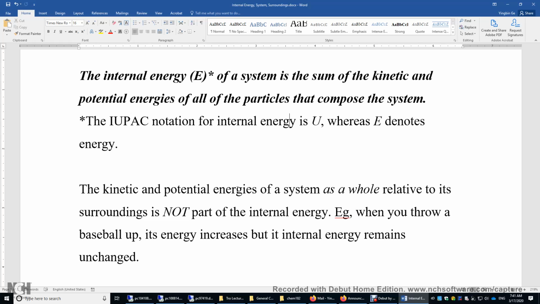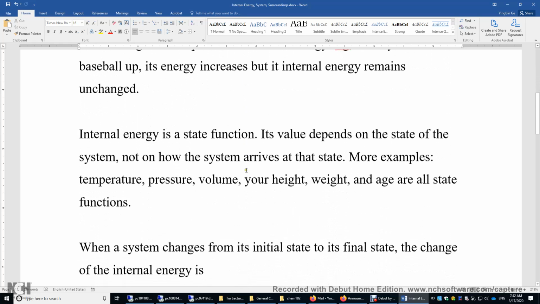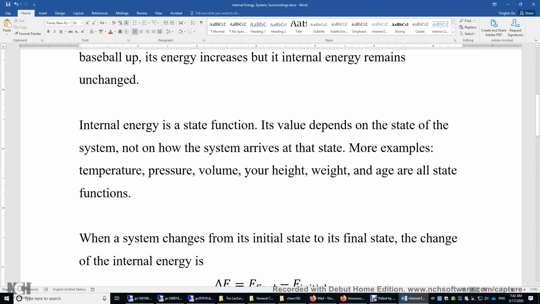Even within just one single atom, you have kinetic energy of electrons, kinetic energy of the nucleus, and also you have repulsion between the electrons, and you have attraction between the nucleus and the electrons. Internal energy is a state function. The value of a state function only depends on the state of the system, not on how the system arrives at that state.